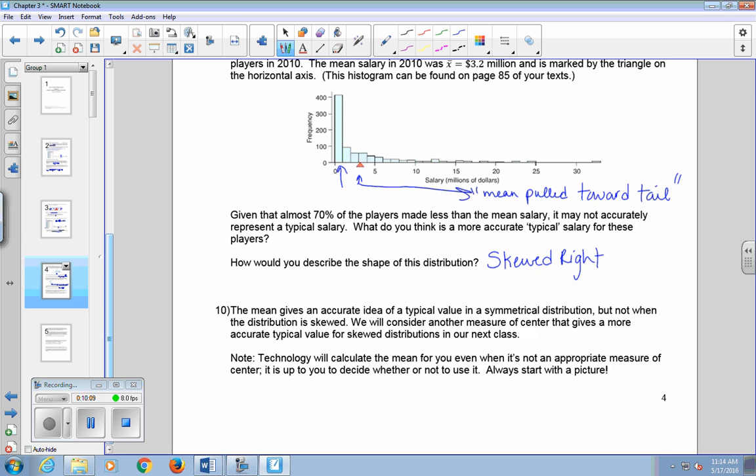Technology will always calculate the mean for you, even when it's not the appropriate measure to be using. So it's up to you as the statistician, it's your job to decide whether to use it. And always start with a picture. And likewise, you as a consumer reading a journal article should be cautious of when people are using the mean, and should look at the picture to see if they're using it in an appropriate manner.